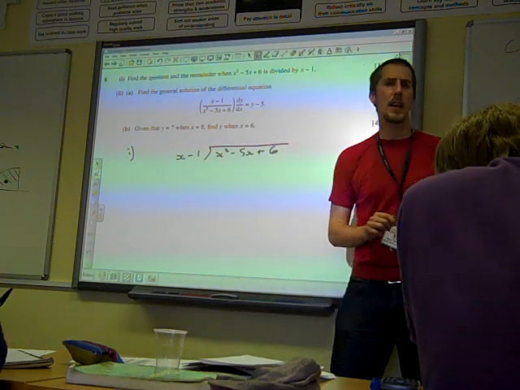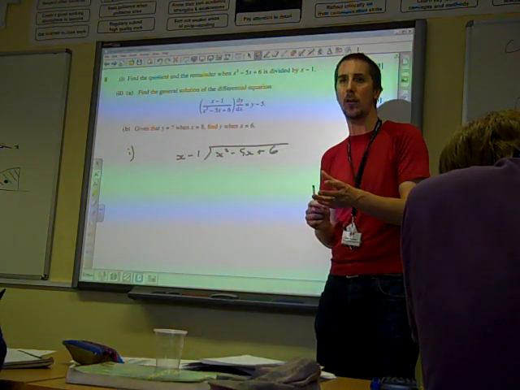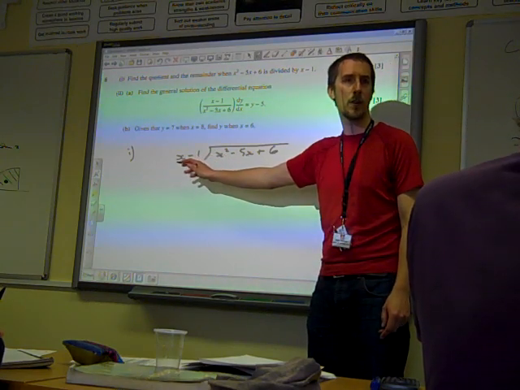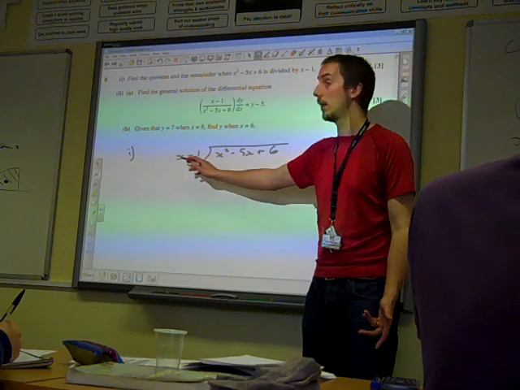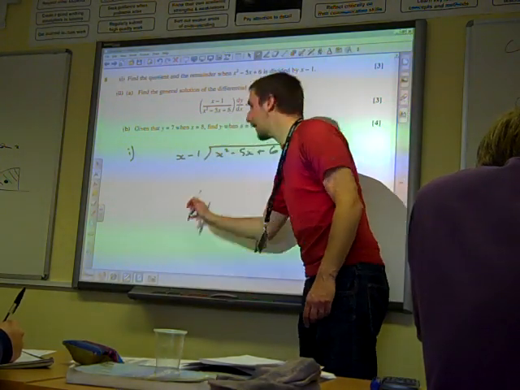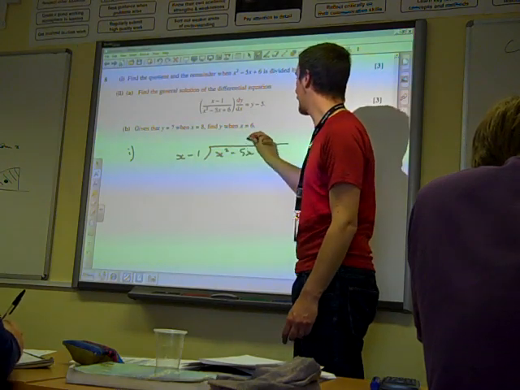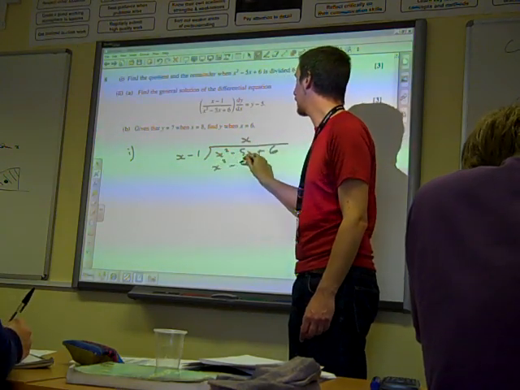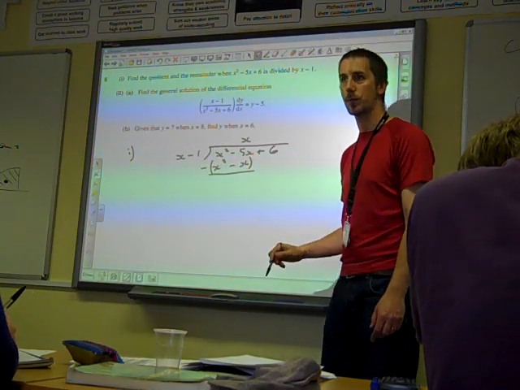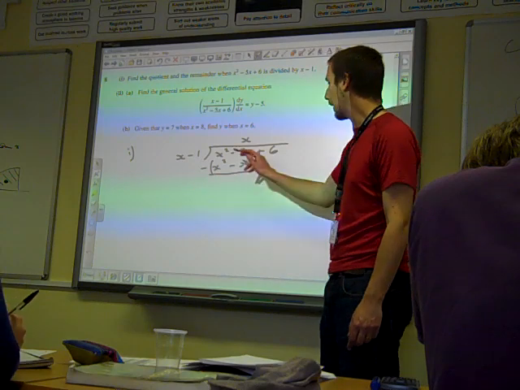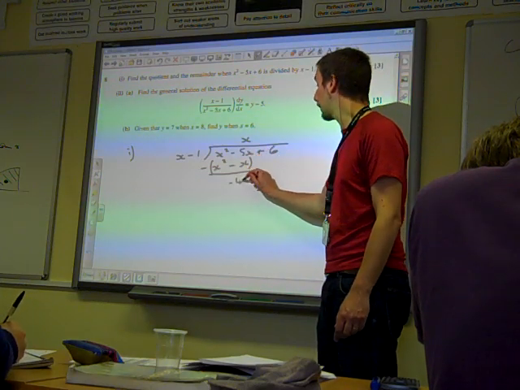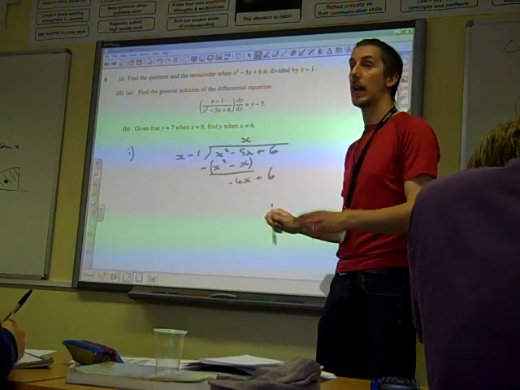And with long division, you could potentially expect on core 4 the thing you're dividing by to be more complicated than that. So this is quite kind. Remember how this works? What do you times x by to get x squared? The answer is x. You do that timesing, and then you subtract. The x squared cancels out. Minus 5x minus x gives us minus 4x. Bring down the plus 6.